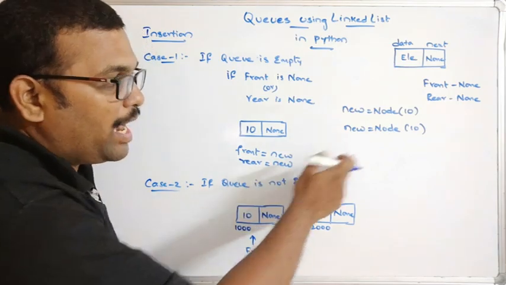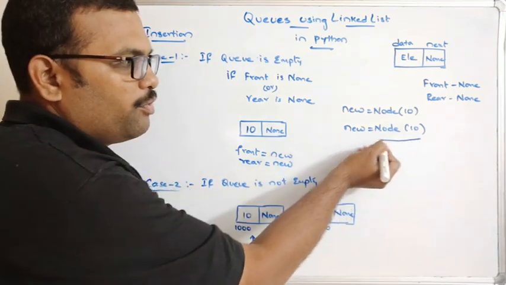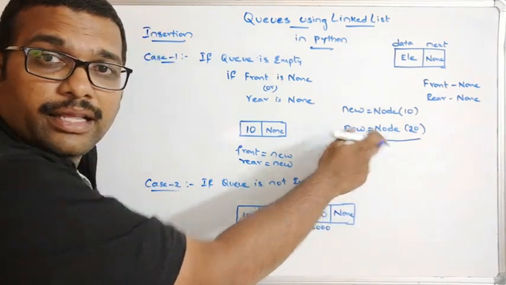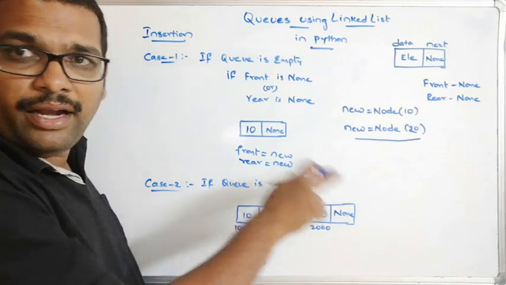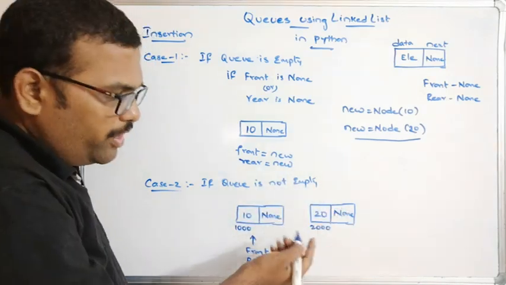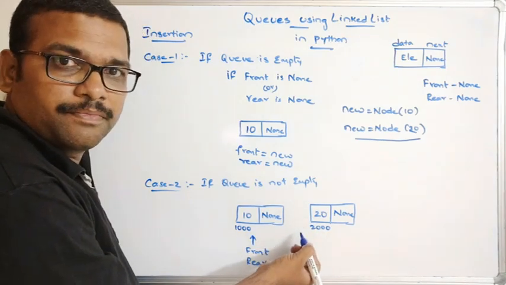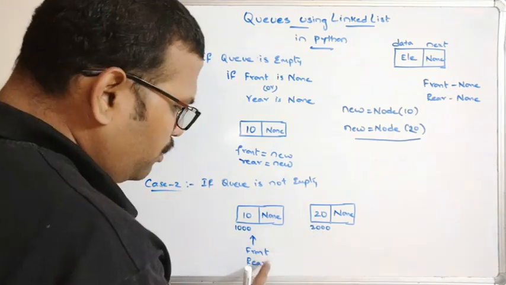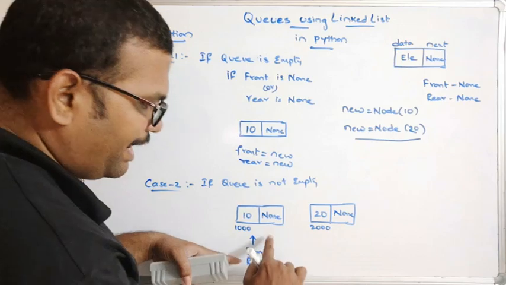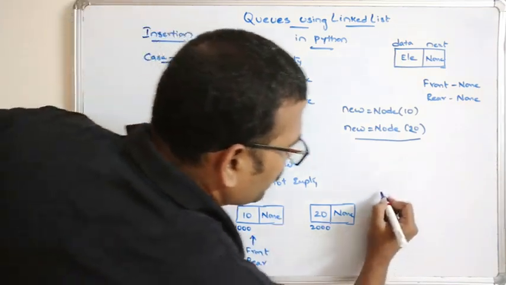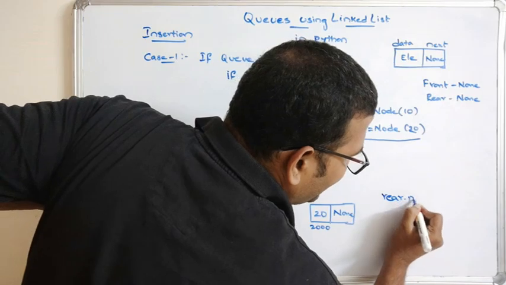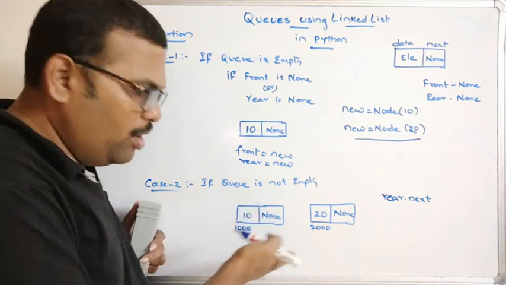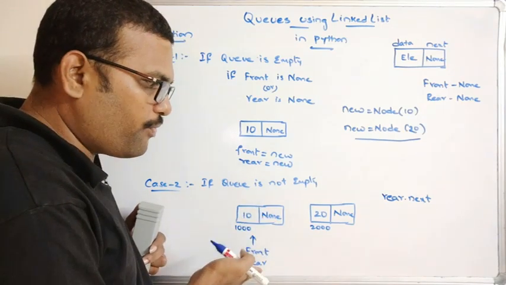Now after executing this statement, new is equal to, sorry, this is 20. That should be inserted at the rear end. Insertion will be done at the rear end. You need to establish the connection between these two nodes. So simply, this is the rear, and you can write rear dot next. Don't write front dot next, because here it is a single element, so obviously rear dot next or front dot next are both equal.